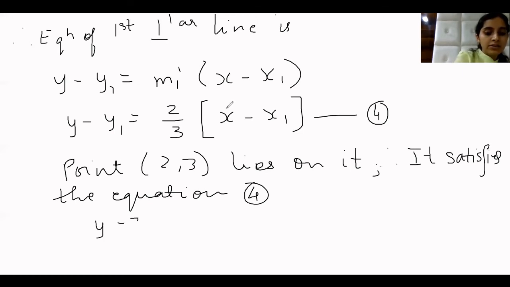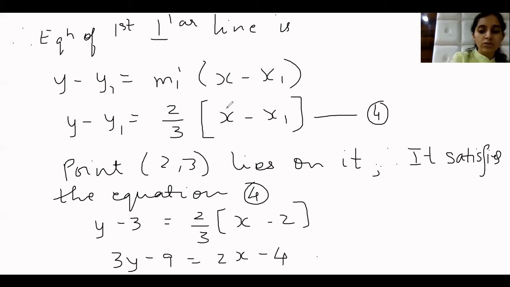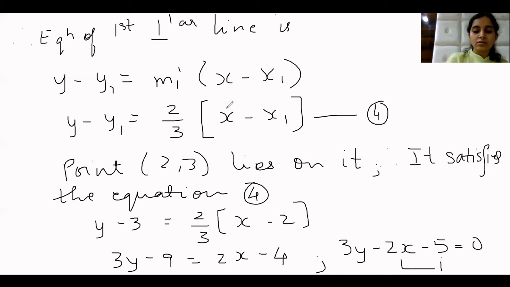y minus 3 is equal to 2 upon 3 into x minus 2. You can solve this: 3y minus 9 is equal to 2x minus 4, which will be 3y minus 2x minus 9 plus 4, that is minus 5, equal to 0. This is your first equation, but we cannot put it as 1, so we just call it A. That is your first equation.